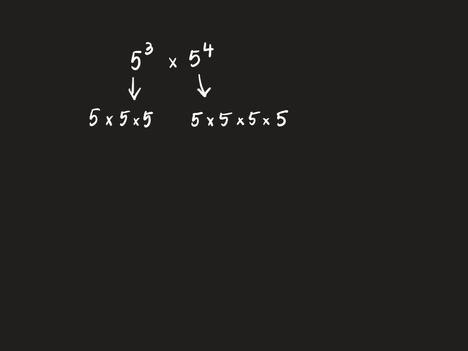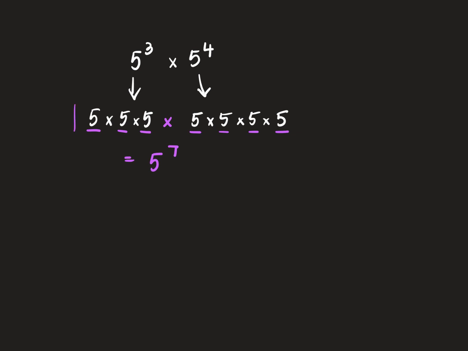What happens if I've got 5 to the power of 3 times 5 to the power of 4? What does that equal? Well, I know that 5 to the power of 3 equals 5 times 5 times 5. And 5 to the power of 4 equals 5 times 5 times 5 times 5. 5 to the power of 3 times 5 to the power of 4 is equal to 5 to the power of 1, 2, 3, 4, 5, 6, 7. 5 to the power of 7, because now I'm multiplying 5 by itself 7 times.